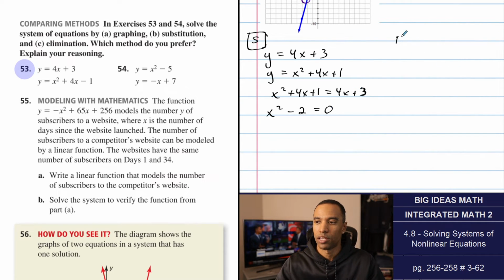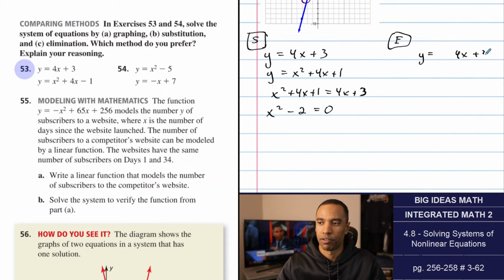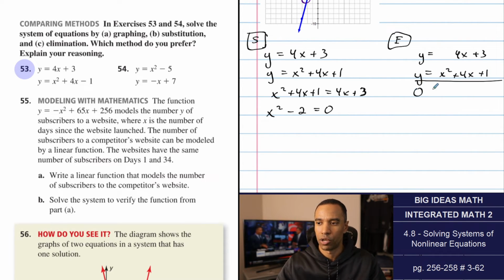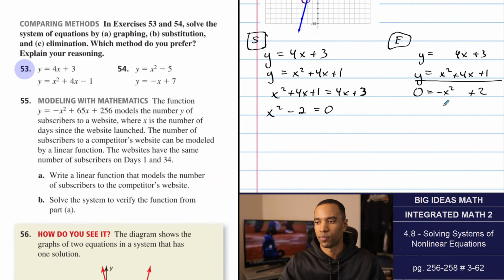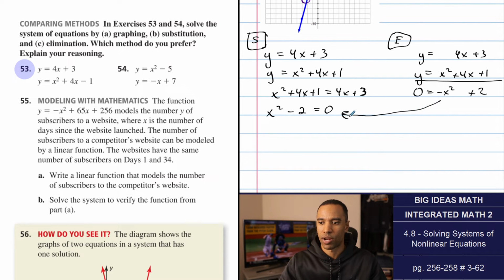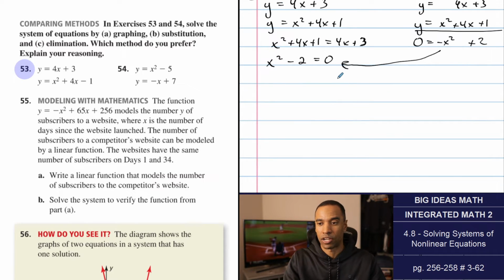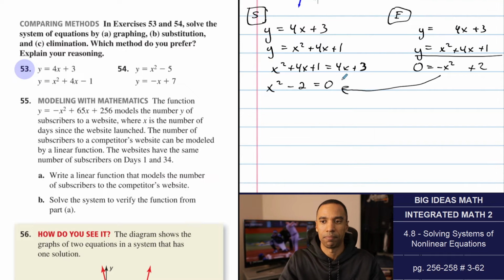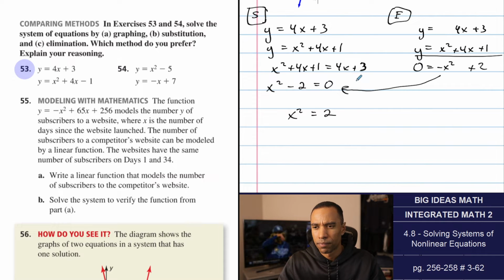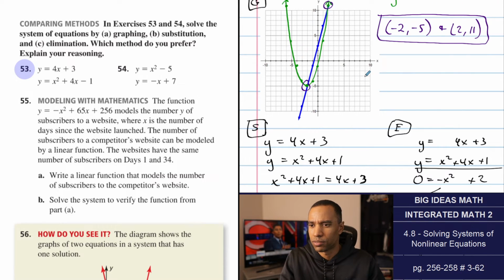But I'm there. Elimination method, y equals, to line them up, I'm going to put 4x plus 3 here, and x squared plus 4x plus 1 here. As far as subtraction goes, 0, negative x squared, 0, and positive 2. So when I add the x squared over, subtract the 2 over, I get that. Now, would I actually subtract the 2 over in general? Probably not. But now I'm going to add that 2 back over. x squared equals 2. Wait a minute. These are different answers.